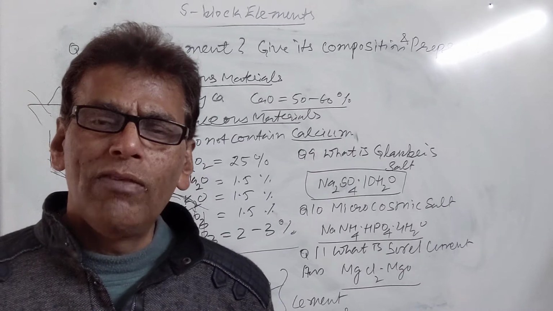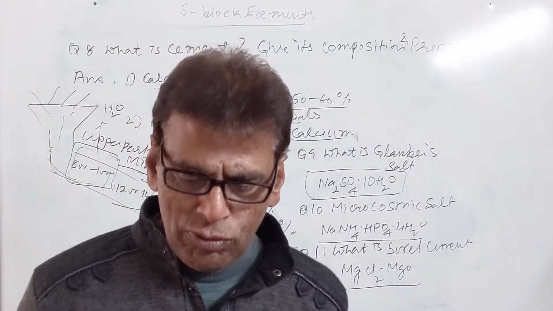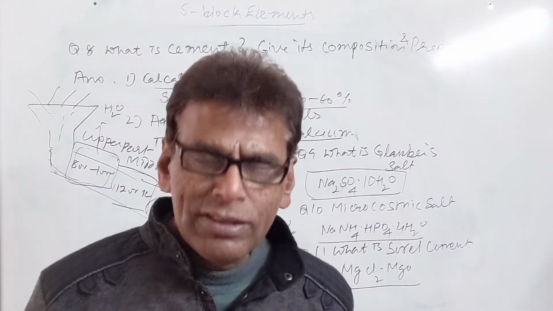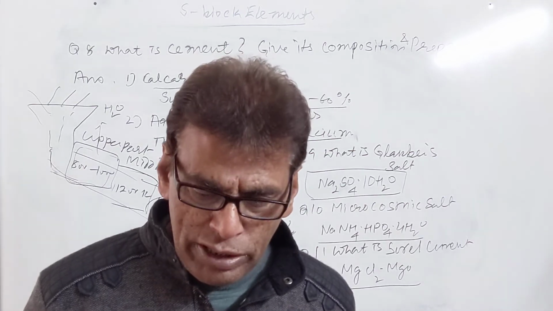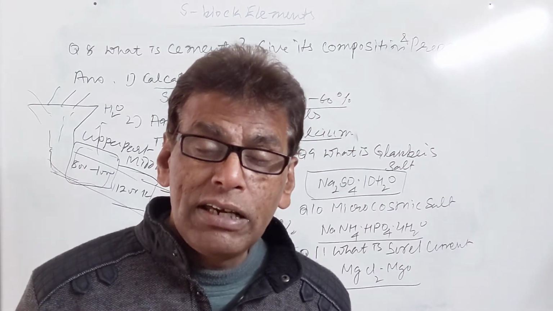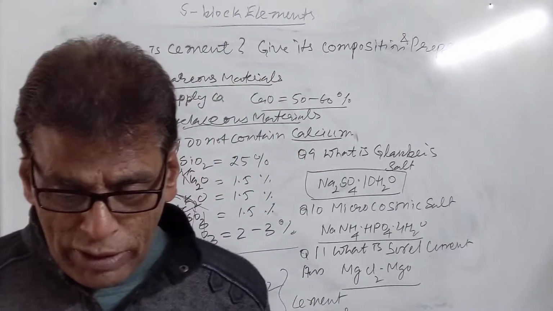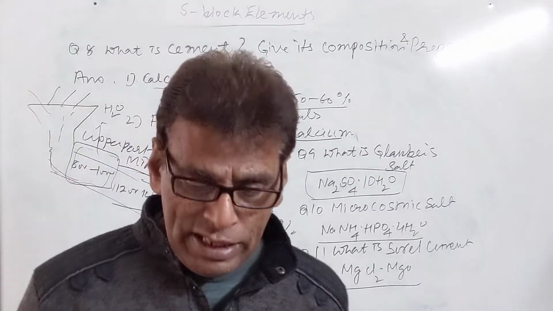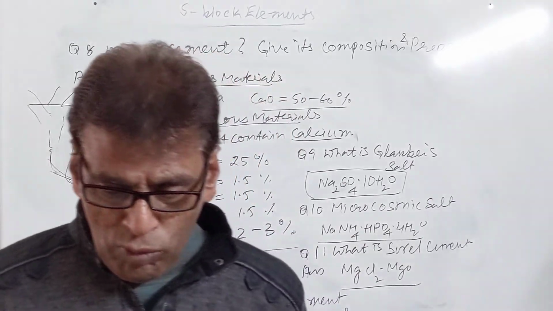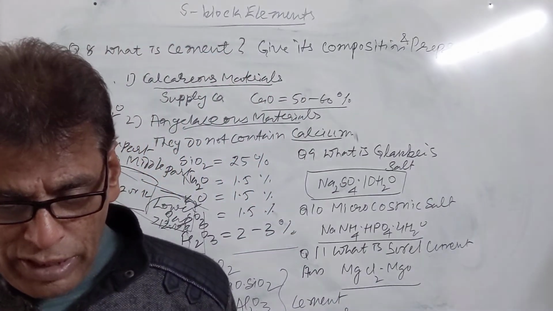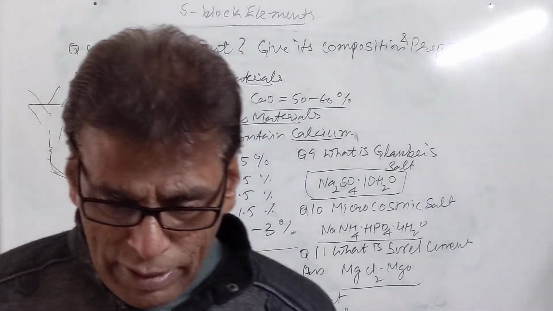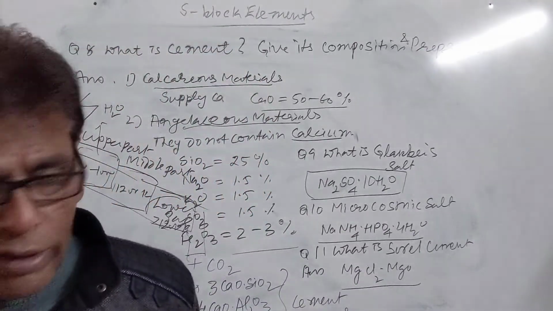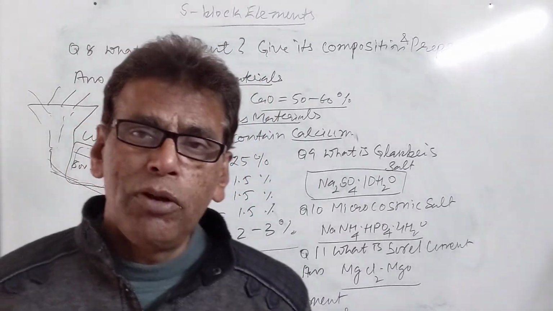What is the formula of gypsum? Gypsum is CaSO4.2H2O. What is limestone? It is CaCO3. What is fluorspar? CaF2. What is anhydrite? Anhydrite is CaSO4. Now what is quicklime? Quicklime is CaO. So these are the important questions for your unit S block elements.